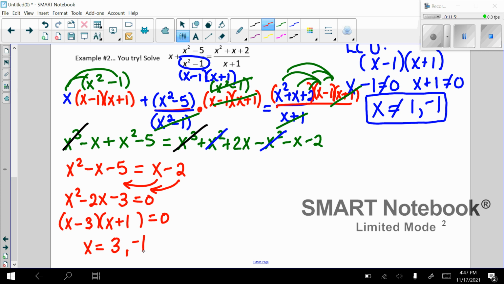Now remember, we have to make a little check over here. Do either of those solutions conflict with the restrictions on the denominator? It does, doesn't it? We cannot have x equal to negative 1. If we did, this denominator right here would be 0, making that an undefined fraction. So the only solution we have is x equals 3.